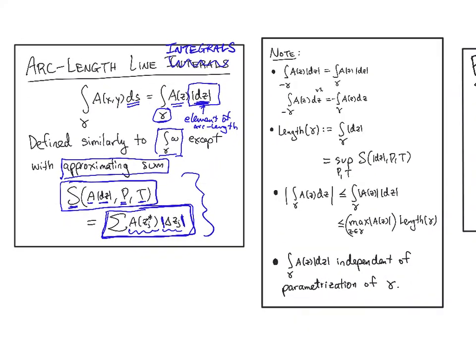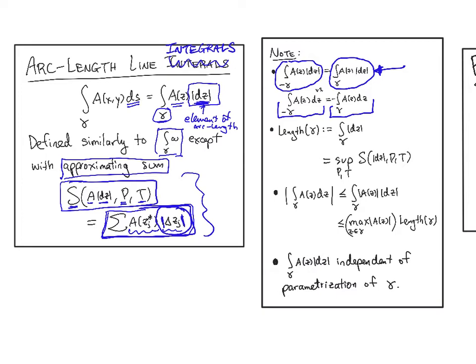It's clear to see from the approximating sums now that if I integrate over the reverse of a curve, an arc length line integral, it doesn't change anything. So it's the same as the original one, versus a line integral depends on the direction that you went. So integral over minus gamma will equal the negative of the integral over gamma. But arc length line integrals, because we have this absolute value here, don't change when you change the direction.